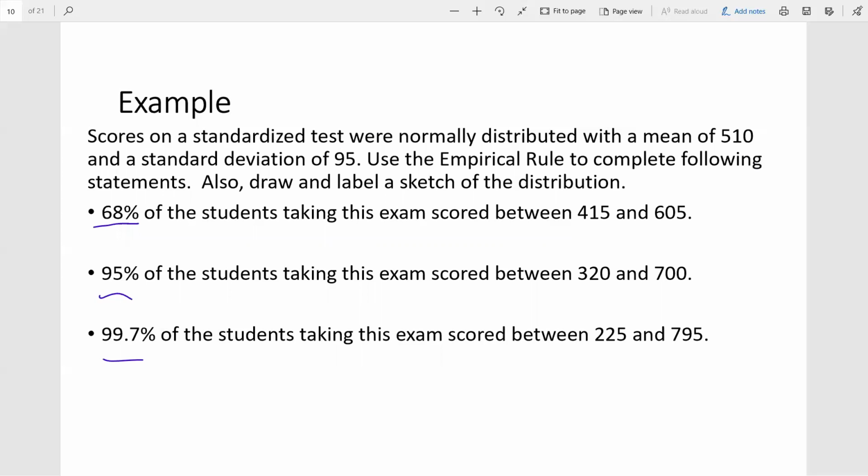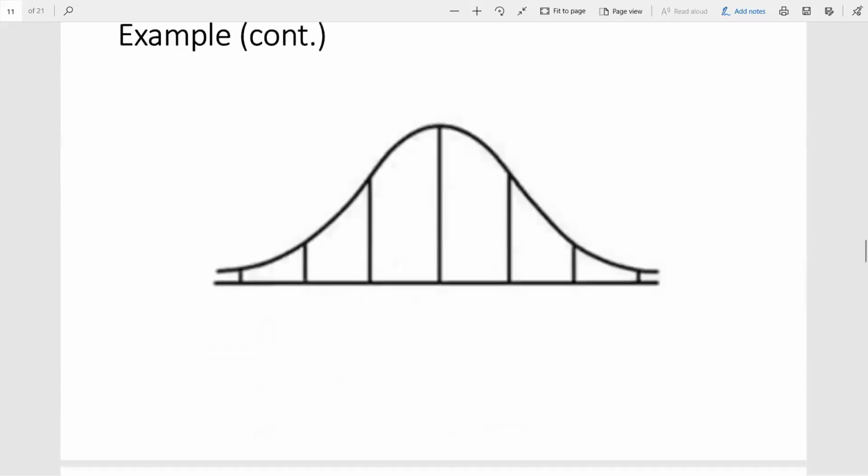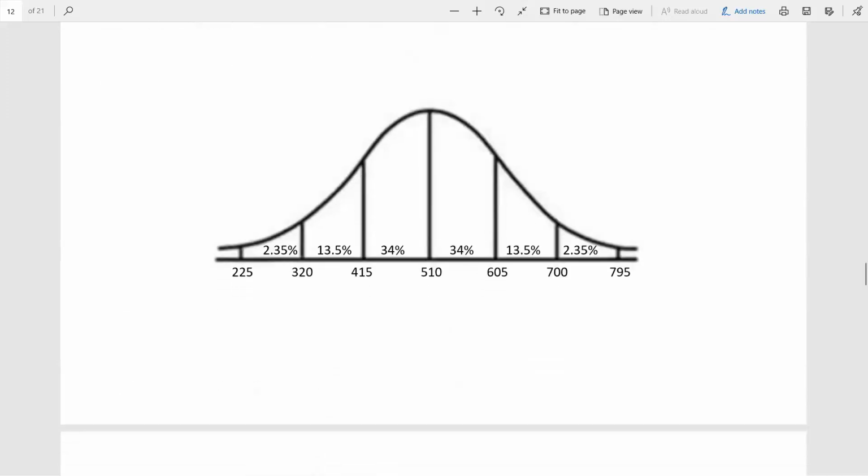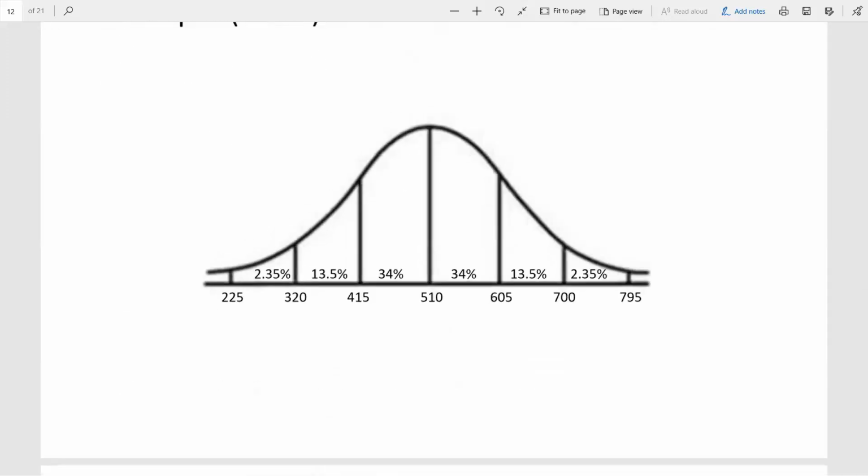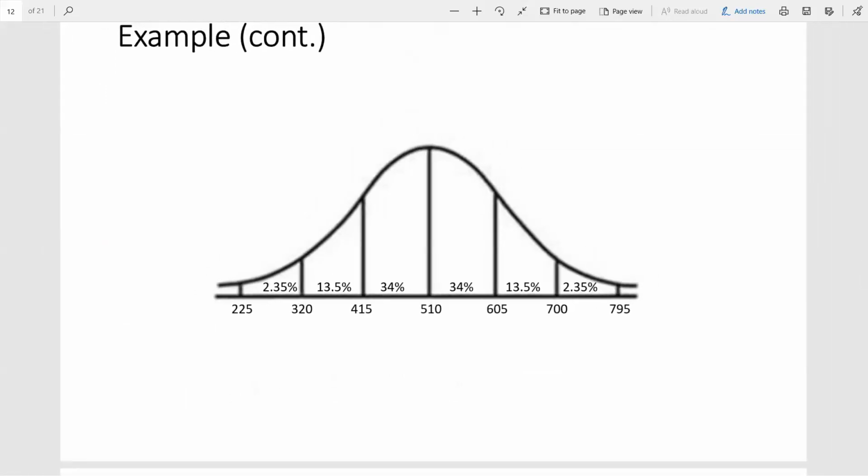So 68% of the students make between 415 and 605, 95% are between 320 and 700, and 99.7% are between 225 and 795. And here is the curve with all the scores we just talked about, and the percent of the data that's within each range.